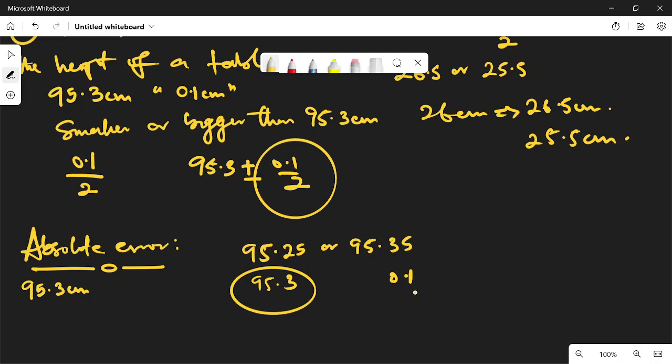So if the difference is 0.1, for you to know the absolute error, divide it by 2, and that will give you 0.05. So if 0.05 is the absolute error, just because what?